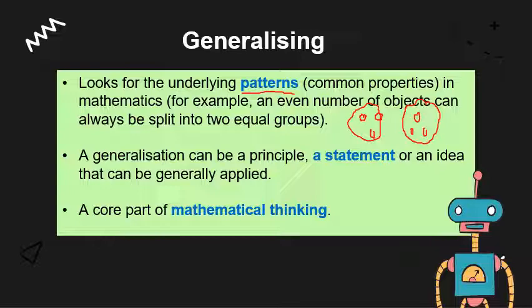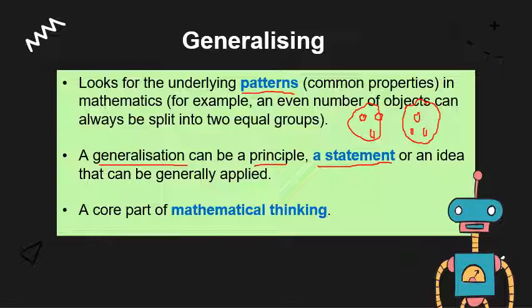It's a property or a pattern that can always be applied. So the generalization itself is either a principle or, I like a statement the best. It's saying something about this pattern. It's a statement or an idea that can be generally applied, that it's always true. And it's a core part of our mathematical thinking. That means it's a really important part.